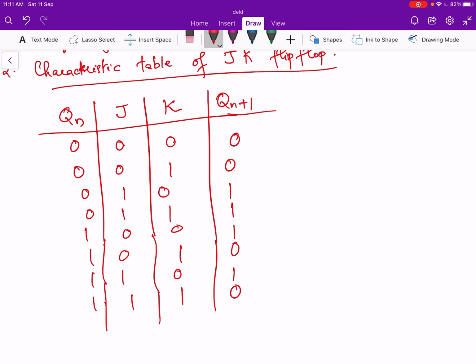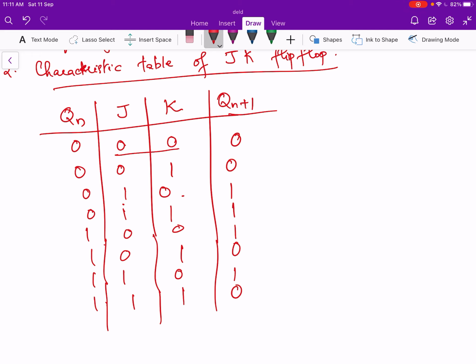And we all know that for a JK flip-flop, when J is 0 and K is 0, then Qn plus 1 will be equal to Qn. So Qn plus 1 will be equal to Qn, which is 0. When it is 0, 1, the output will be reset. When it is 1, 0, the output will be set, that is output will be 1. When it is 1, 1, then Qn plus 1 will be equal to Qn bar. So here Qn is 0, so Qn plus 1 will be 1.